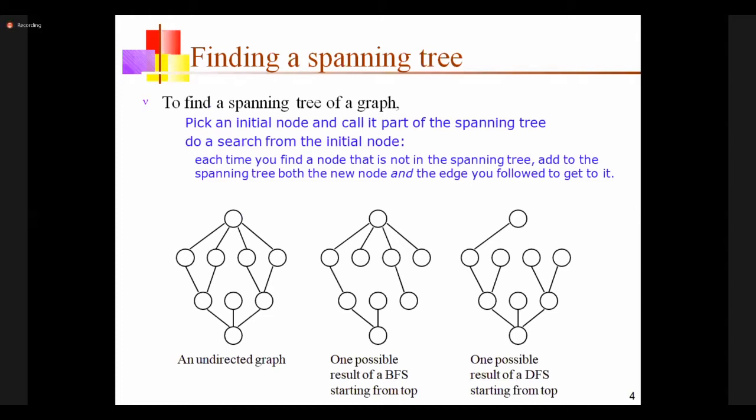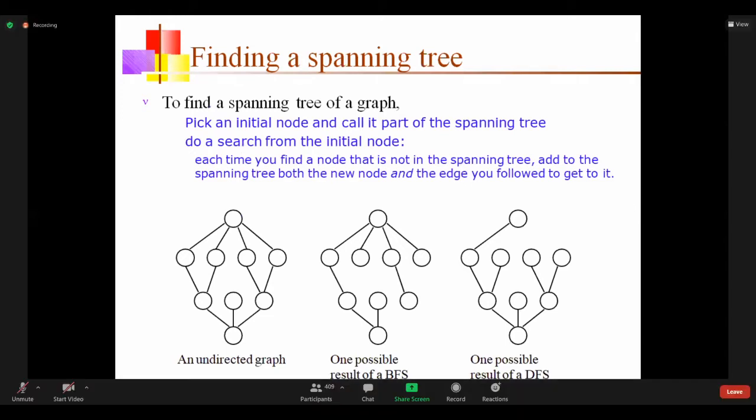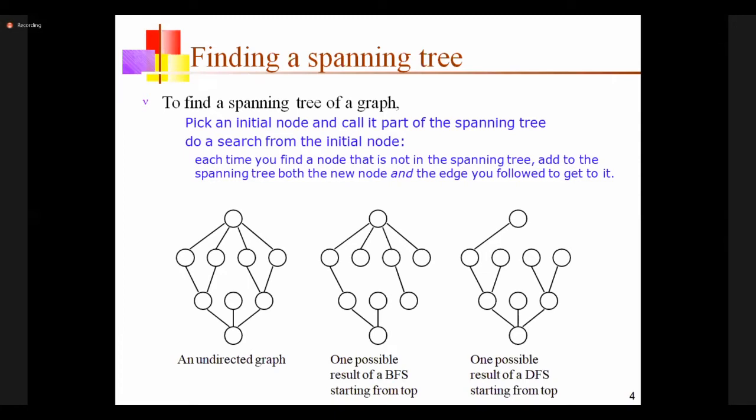BFS is one particular approach to derive a spanning tree. Here, the approach is level by level. Listen to this. We are using a queue data structure in order to generate a spanning tree from a given graph. Whereas the approach for DFS is not level by level. We will start from a vertex and go as far as one way goes.